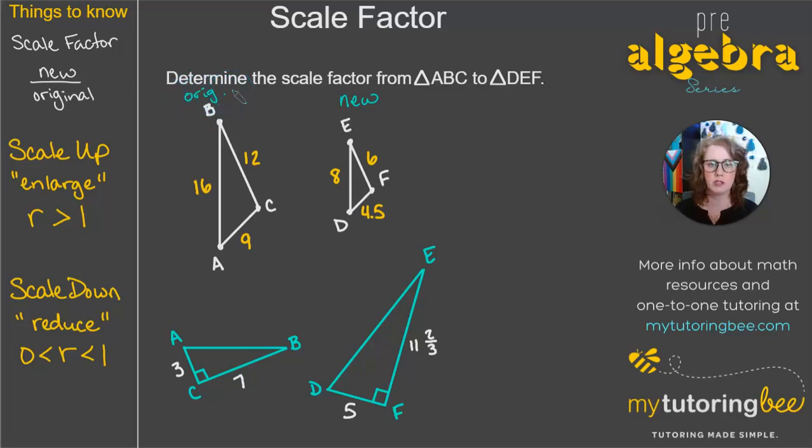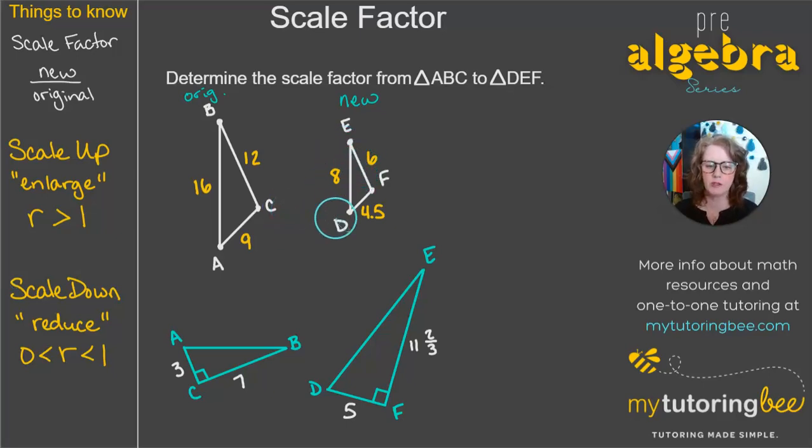So we want to just choose a side from each of those polygons that are similar to each other, and we're going to create this fraction of new over original. So in our new fraction, let's take a look at what we've got here. Now I can tell the triangle has not been rotated. It does look smaller, so we are probably going to see an R value between 0 and 1, and R is just the variable that we typically use for scale factor. Sometimes I think you'll see K as well.